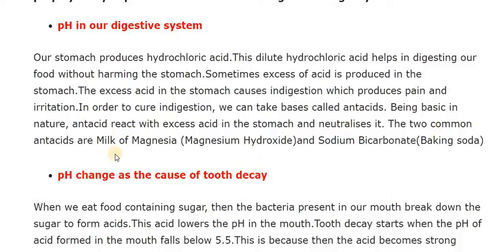Two common antacids are given here as examples. One is milk of magnesia, and the formula of milk of magnesia is magnesium hydroxide, Mg(OH)2. And another antacid is baking soda, also known as sodium bicarbonate. So this is the importance of pH in the digestive system. Let's see the next point, that is pH change as the cause of tooth decay.